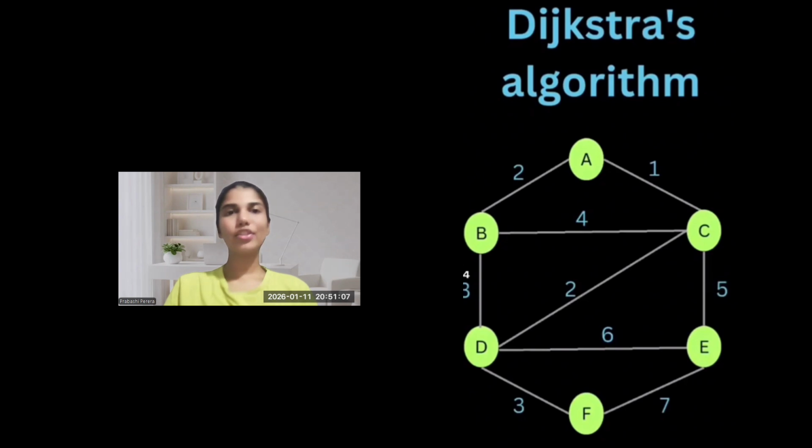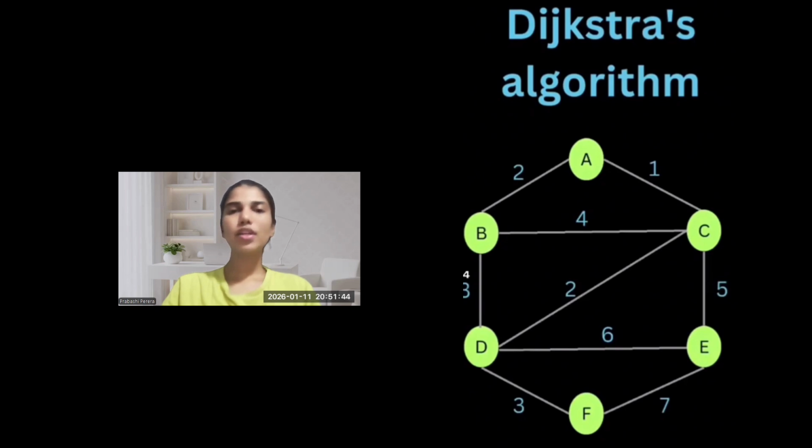Now let's find the shortest path from node A to node F using Dijkstra's algorithm. First, we start at node A, so the distance to A is 0, and all other nodes are set to infinity. From A, we look at its neighbors. A to B costs 2 and A to C costs 1. So we update the distances as B becomes 2 and C becomes 1. Now A is marked as visited.